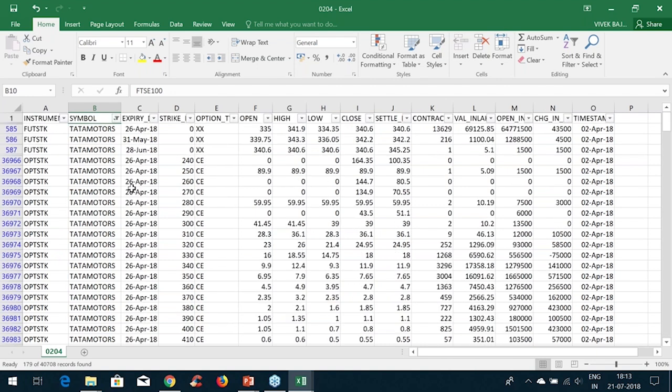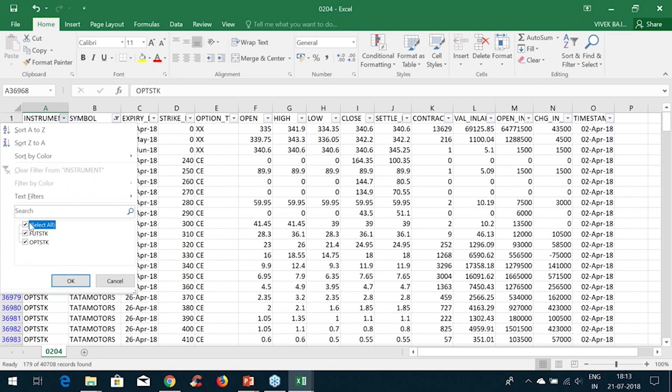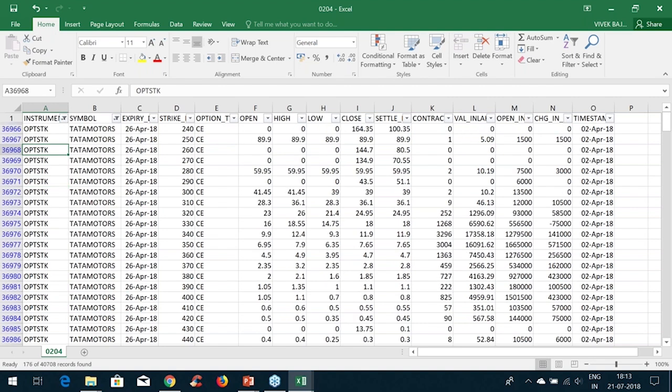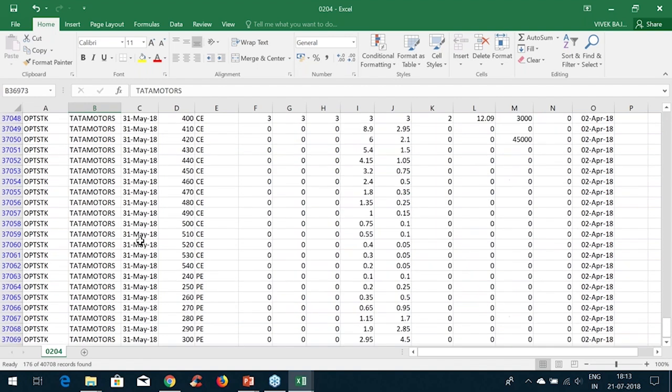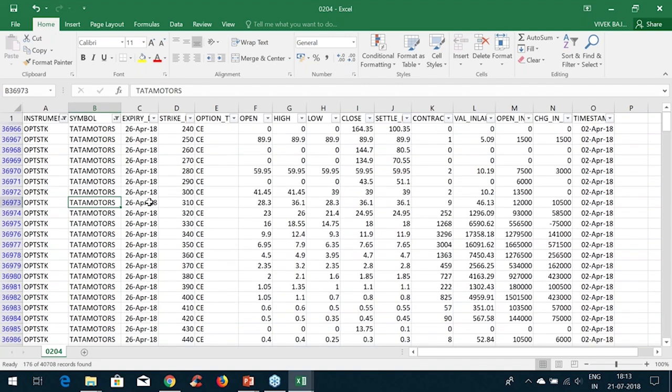ओके, now in instrument I am getting future stock as well as option stock. Let me select the instrument and only select the option stock. तो मैंने इसको सिलेक्ट कर लिया. अब मेरे पास जो ऑप्शंस का डेटा आया वो सिर्फ टाटा मोटर का आया. ठीक है, तो मैंने क्या किया, ये पूरा डेटा मैंने सिलेक्ट किया.